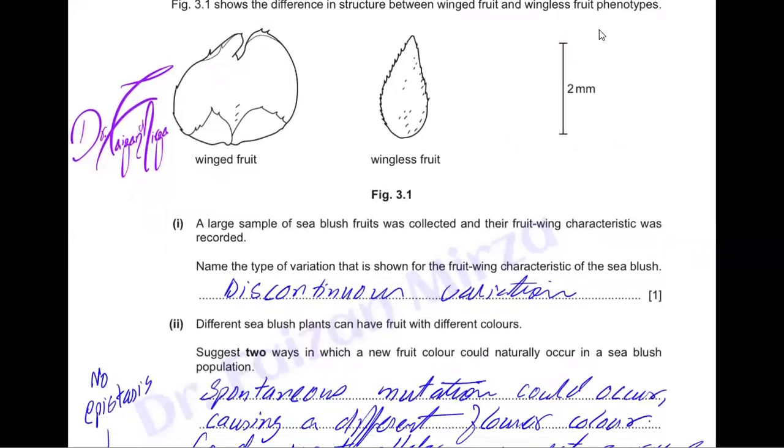A large sample of sea blush was collected and the fruit wing characteristic was recorded. Name the type of variation. So the variation is discontinuous variation because it's either winged or wingless. There are two discrete categories. There's no range of phenotype. We don't have something in between.